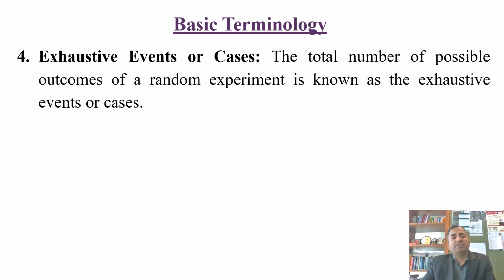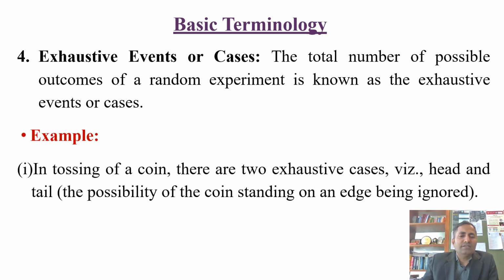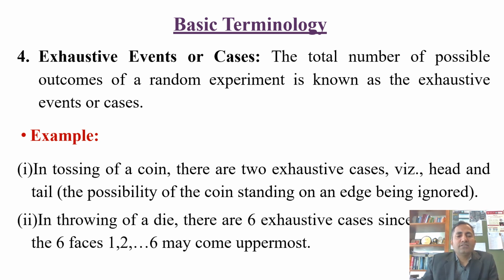Now come to the next one, exhaustive events or cases. The total number of possible outcomes of a random experiment is known as exhaustive events or cases. Exhaustive cases are also termed the sample space, but when we talk about events, any events are said to be exhaustive if their union is the sample space. For example, if you are tossing a coin, there are two exhaustive cases, head and tail, and the union of head and tail makes the sample space. If you throw a dice, the numbers 1 to 6 are the exhaustive cases, and they make the sample space.